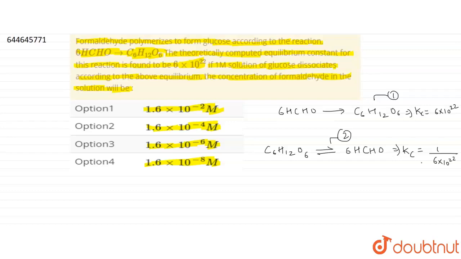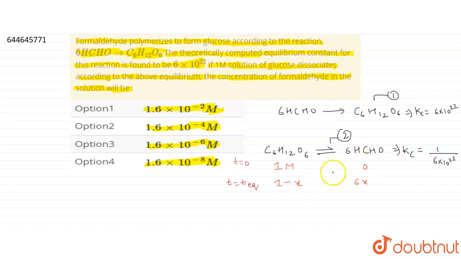Now, if we have a 1 molar solution of glucose, initially at t equals 0 we have a concentration of glucose of 1 molar, and initially we have 0 concentration of formaldehyde, because at the start of the dissociation there is no formaldehyde present. When the equilibrium is attained, at t equals t equilibrium, let x concentration of glucose be dissociating, so the rest concentration of glucose will be 1 minus x, and the formed concentration of formaldehyde will be 6x, because the stoichiometric coefficient of formaldehyde is 6.